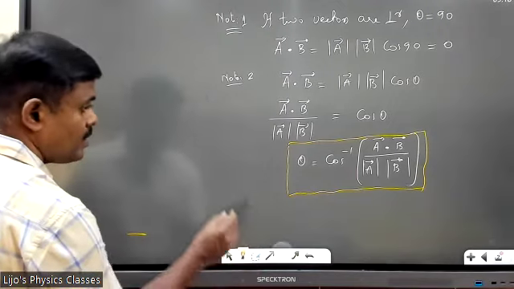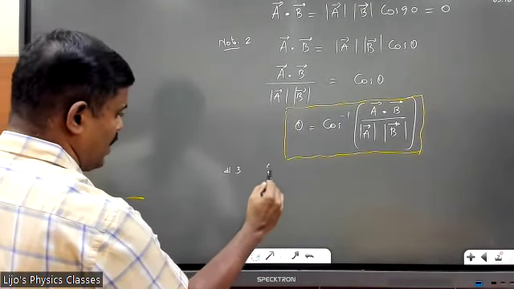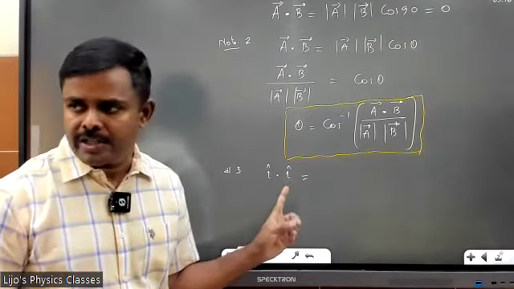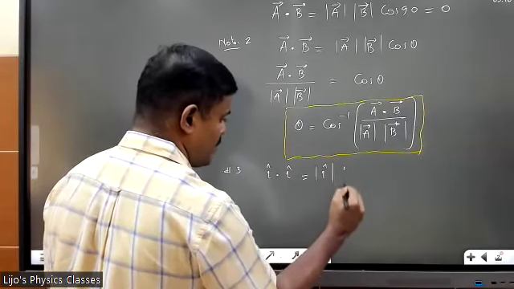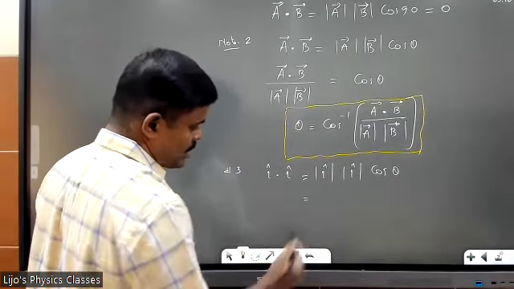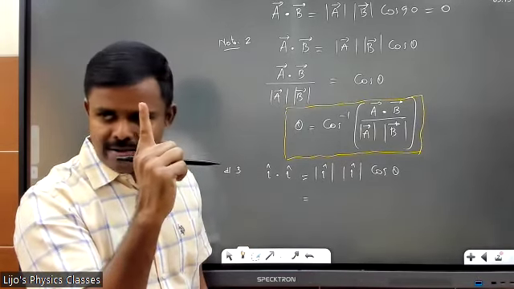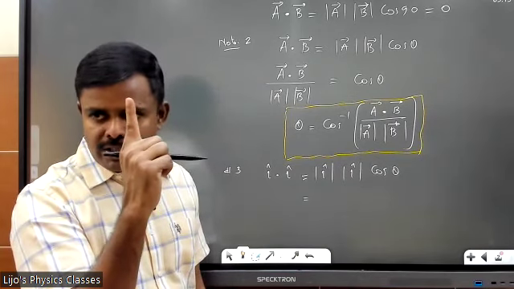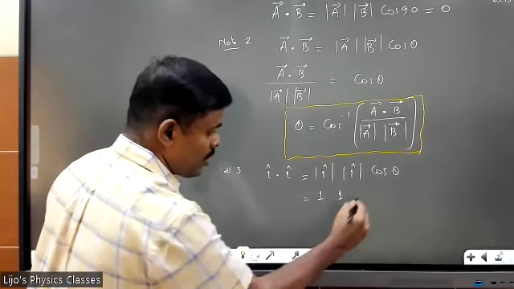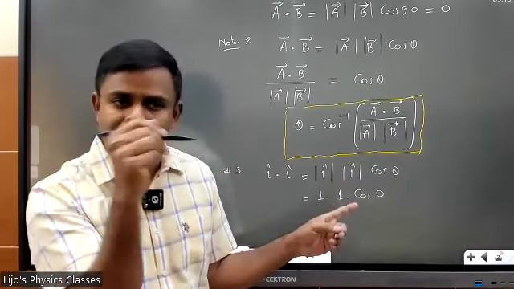Now, one more point, number 3: I dot I. Can you tell me what it is? This is a unit vector, right? Modulus of I into modulus of I into cos theta. What is modulus of I? I is called a unit vector. Unity means 1. So this is 1 into 1 into cos of 0. Why 0? Because both are the same, no? I and I are along the same direction.